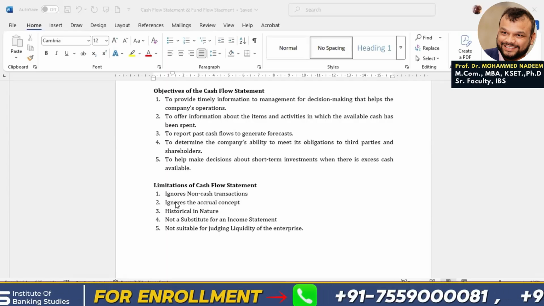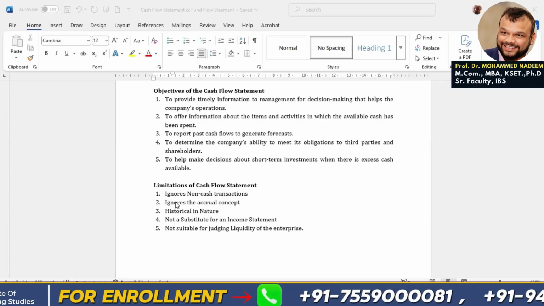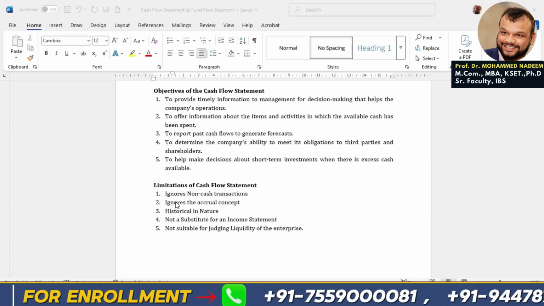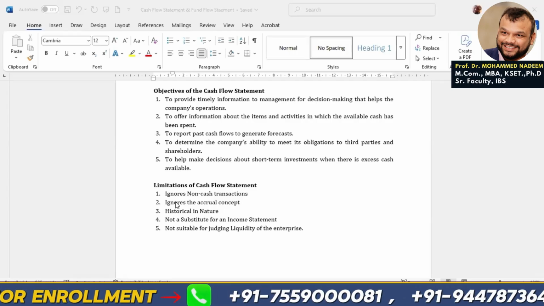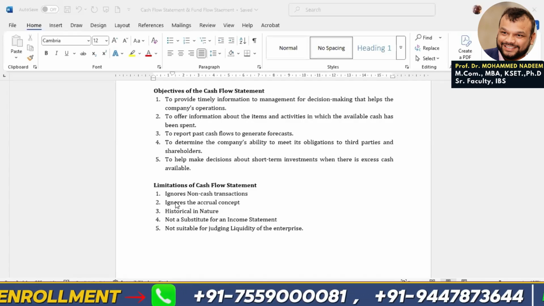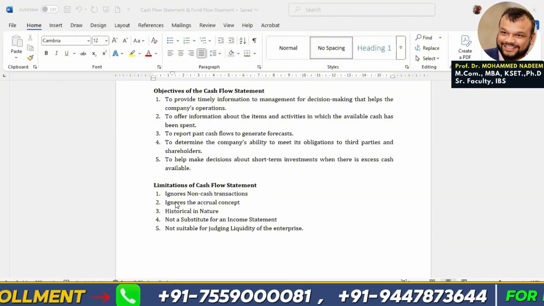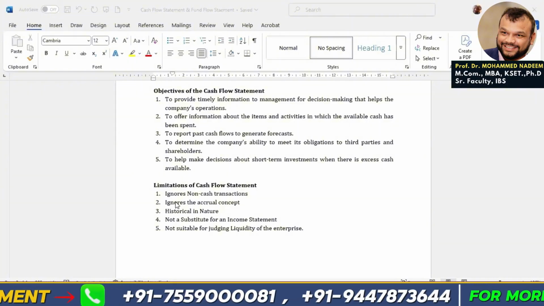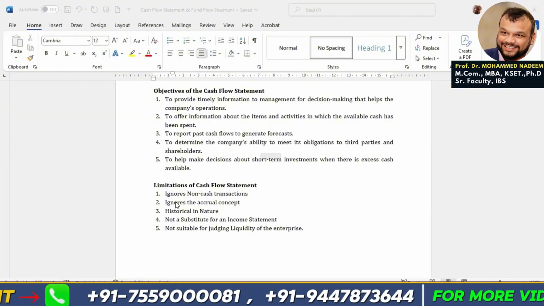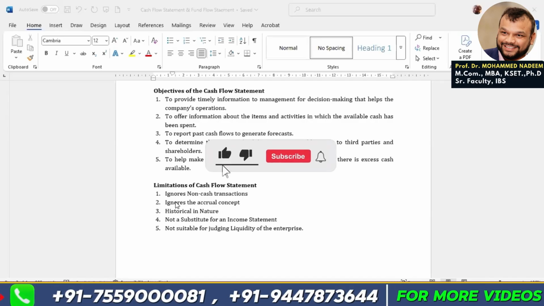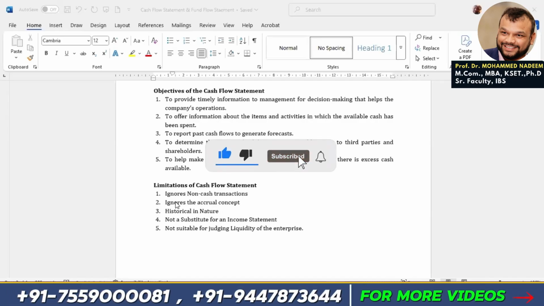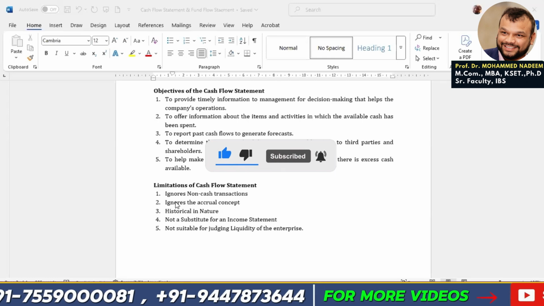And we will come to know from which activity how much money is coming in and going out, whether from operating activity, financing activity, or investing activity. And third, it will focus only on the cash flow of a business, and it ignores credit transactions. It will not talk about that.